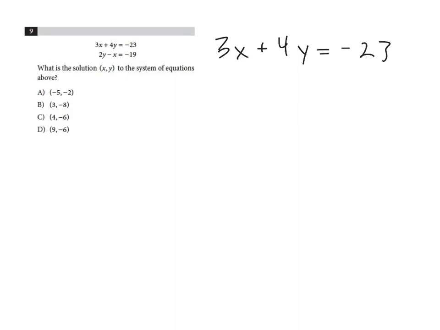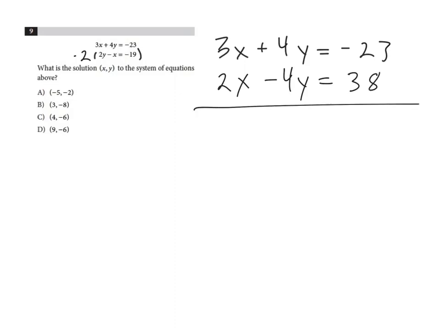Now the second equation, I'm going to want to multiply that by -2, because what's going to happen is that I'm going to get a -4y, and I'll get a +2x, and then I have -19 times 2, that's going to be positive 38.